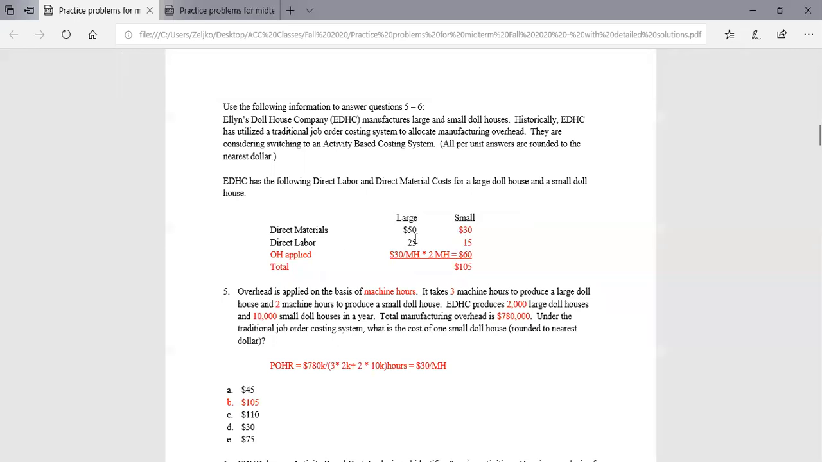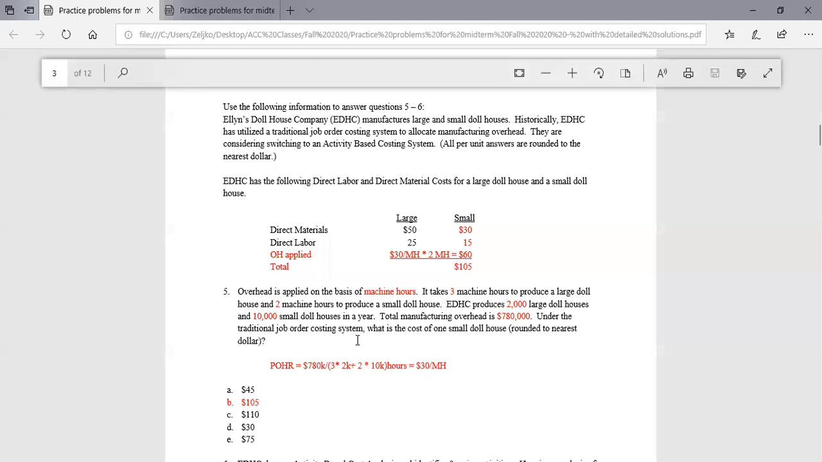So you have to add up everything together: direct materials, direct labor. So how do we figure this out? We are looking for a small dollhouse, and for total cost, meaning materials, labor, and overhead. And overhead is applied based on what? They utilize traditional overhead, and they are considering switching. Overhead is applied based on machine hours.